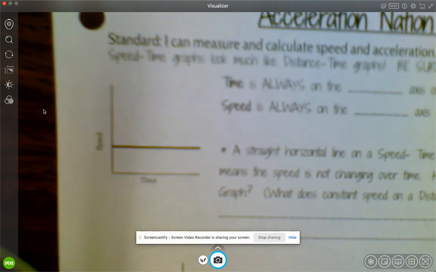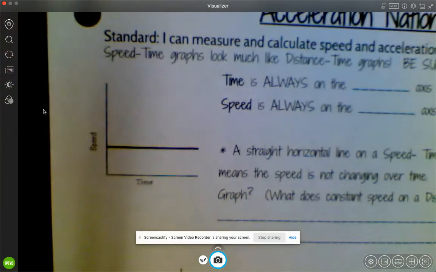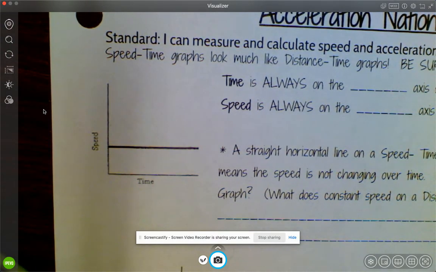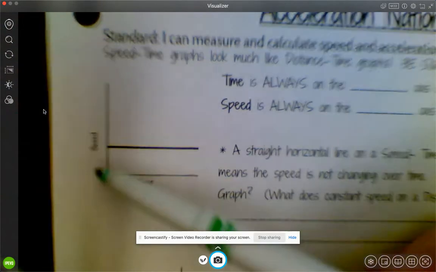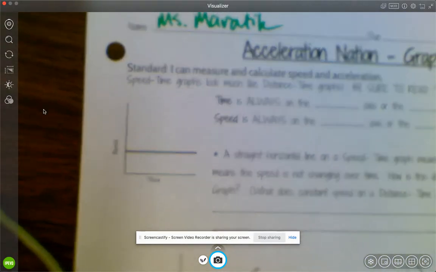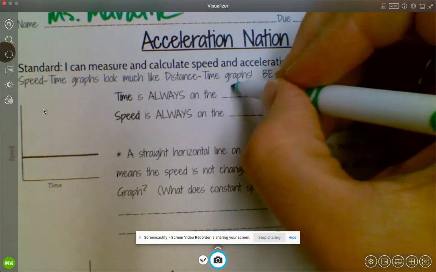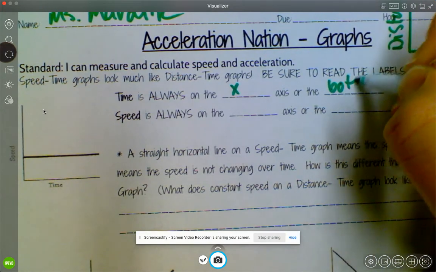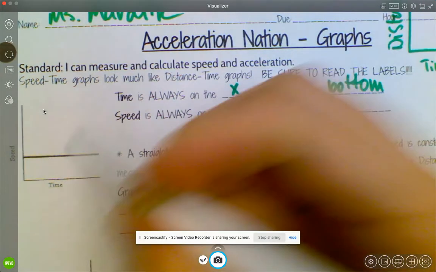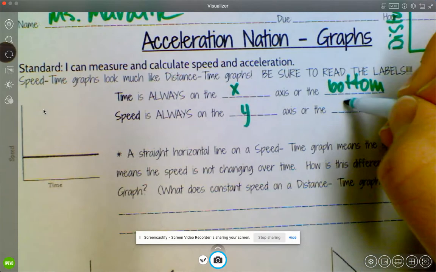So whenever you look at a graph, especially in this unit, the first thing you want to do is look, what does it say? What are our labels? So for this, time is still on the x-axis or the bottom. But now speed is on the y-axis or this side.